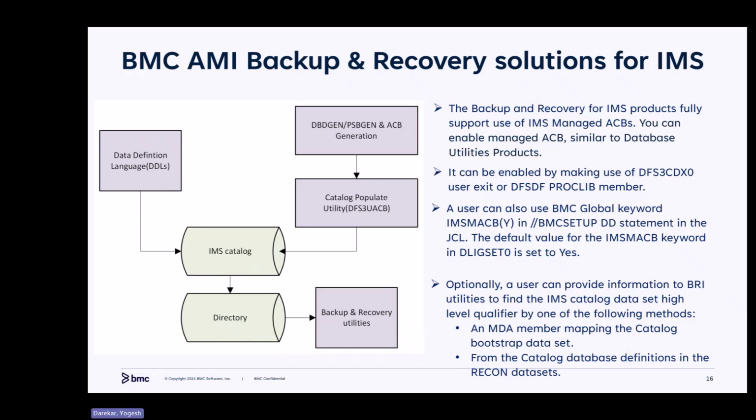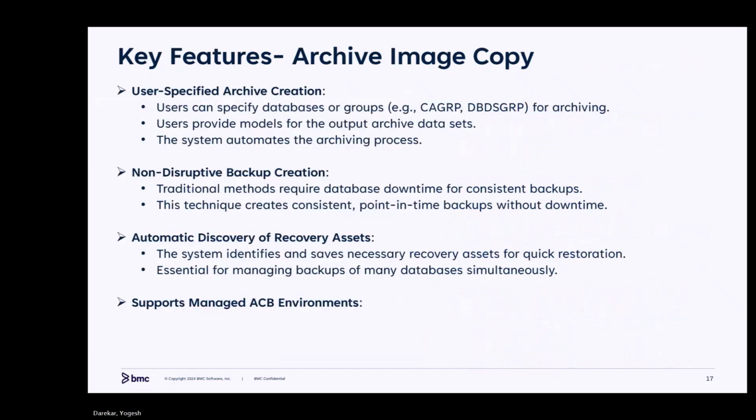Apart from this, the user can also provide information to BRI utilities to find the IMS catalog dataset by using an MDA member mapping the catalog bootstrap dataset, or from the catalog database definitions which are defined in the RECON datasets. All the products I talked about, image copy, recovery, and change accumulation plus, work in exactly the same way that the database utilities products work. There is a little bit of difference for archive image copy.